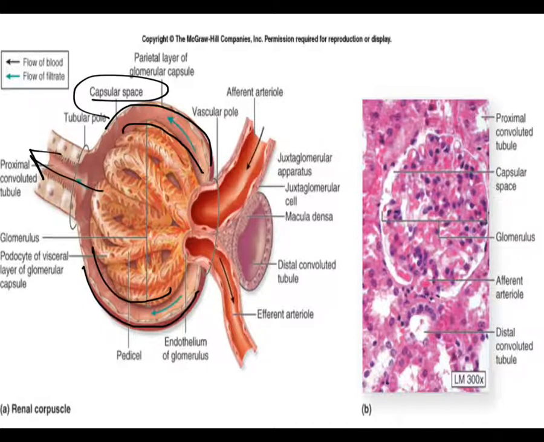That filtrate is going to begin a journey going down this tube, and that is the beginning of the proximal convoluted tubule. Things won't flow backwards because of pressure. So there's always blood pressure pushing the blood into the glomeruli. So things are just going to push through the glomeruli and down the proximal convoluted tubule.